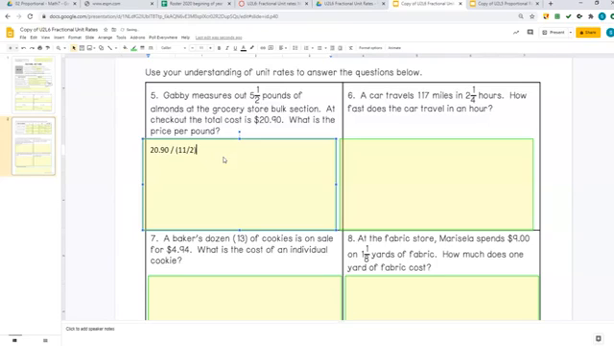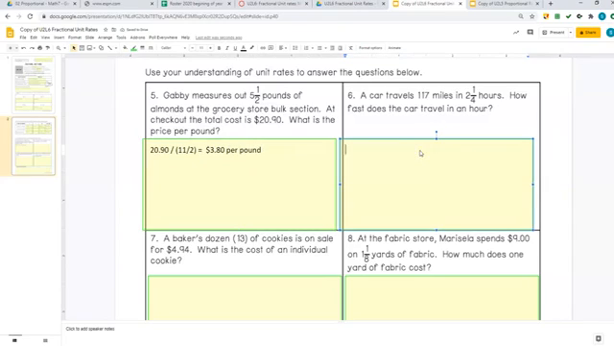Okay? Now, when we do that division, and in this case we'll probably do it out on a calculator, but take a moment to figure out, do it one way or another, but try to figure out what 20.90 divided by 11 halves is. Okay, see if you agree with me. It is $3.80. So that's $3.80 per pound.